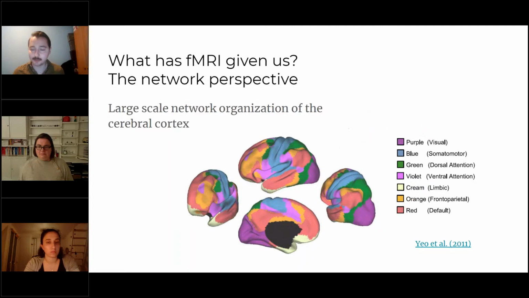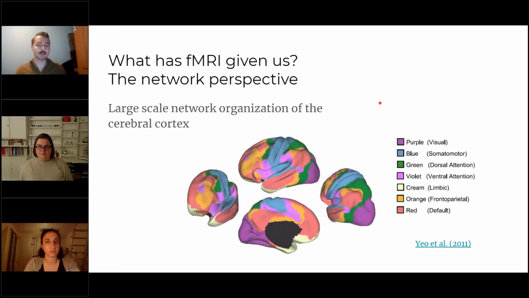So at rest, these brain regions that are color-coded by the same colors tend to be very highly co-activated. So the activity that they produce tends to be very highly correlated within their respective networks, but not necessarily across the networks. And these 7 networks specifically tend to be very universal.